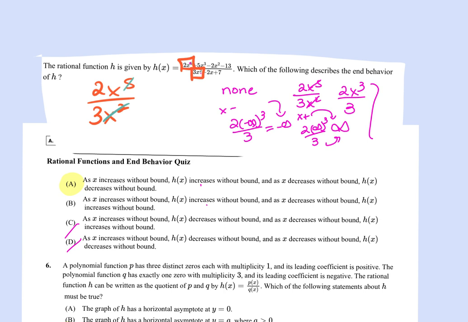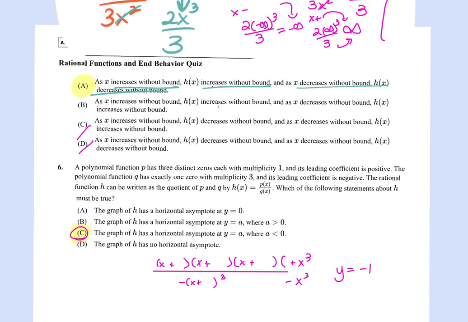I'm going to cross through 2 of these, I'd get 2x to the third over 3, and then if I plug in a positive infinity, it's going to stay positive because we just cube it. If I plug in a negative infinity, it's going to stay negative. So as x increases without bound, the values increase without bound. As x decreases, it decreases without bound. Okay? A was the correct answer there.